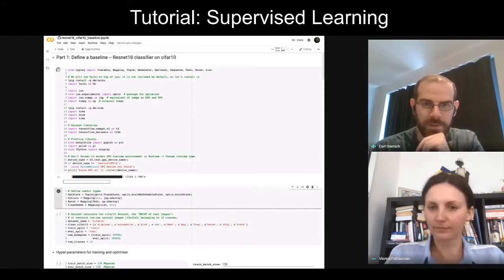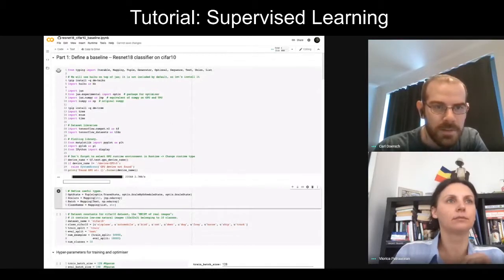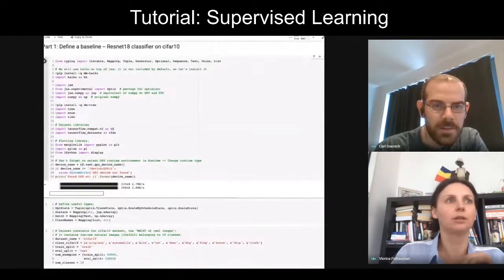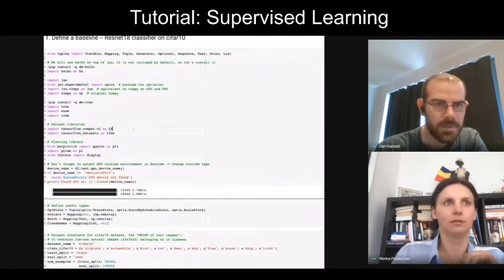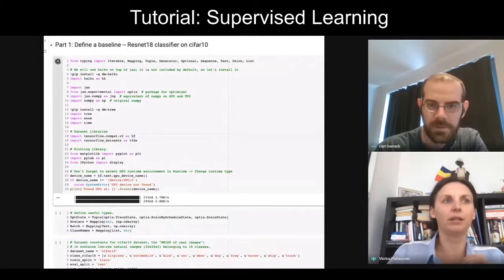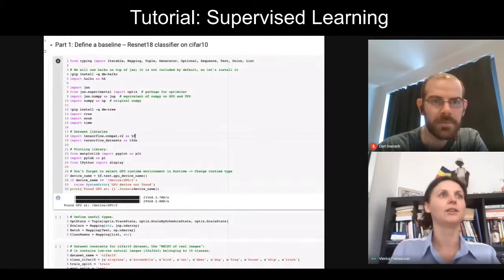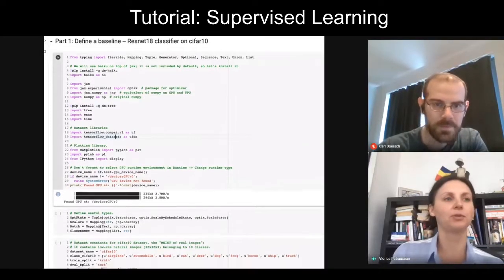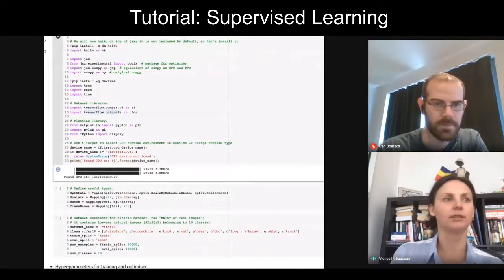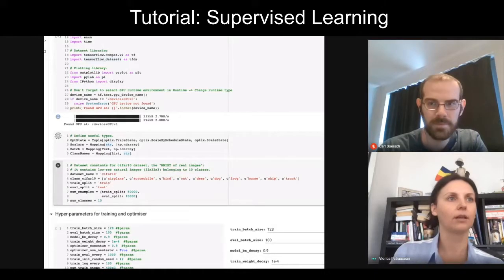Viorica, we do have a request to zoom in a little bit on the code. Let me see if that works. So I hope you all managed to connect to the GitHub, so then you have it on your own screens. Okay, so I am now connected to a GPU, so I have the confirmation here. And then here we are just defining some useful types.